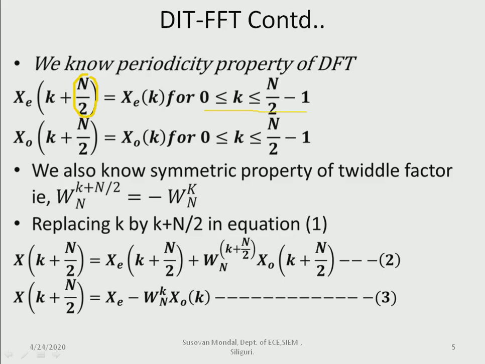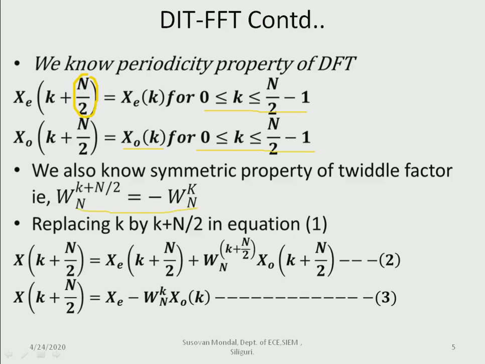Now see, when we started the decimation in time, n is from 0 to n minus 1 and k is also from 0 to n minus 1. Now we decimate n into two halves, 0 to n by 2 minus 1 and another half 0 to n by 2 minus 1. Similarly, k is also decimated into two parts. One is 0 to n by 2 minus 1, and the other part is n by 2 to capital N minus 1. So for the first part we can write that X even of k is this and X odd of k is equal to X odd of k. This is just an application of the periodicity property, and we also know the symmetry property.